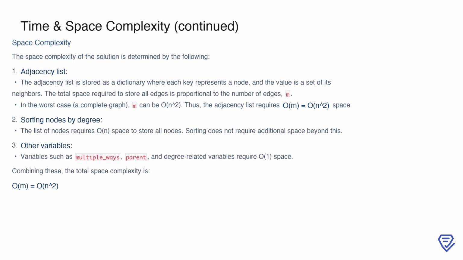Shifting our focus to space complexity, the solution requires space primarily for the adjacency list, which is stored as a dictionary where each node maps to a set of its neighbors. The space needed for this structure depends on the number of edges, m. In the worst case, where the graph is complete, m is O(n squared), making the adjacency list require O(n squared) space. The list of nodes for sorting adds another O(n) space, but sorting itself does not use additional memory. Finally, other variables such as those for tracking tree relationships and degrees require only constant space, O(1). Combining these factors, the total space complexity is O(m), which simplifies to O(n squared) in the worst case.